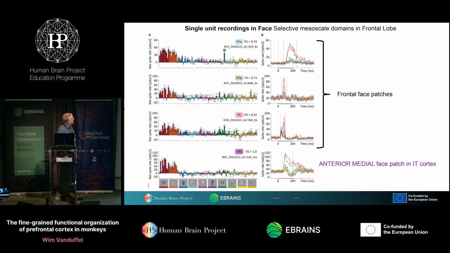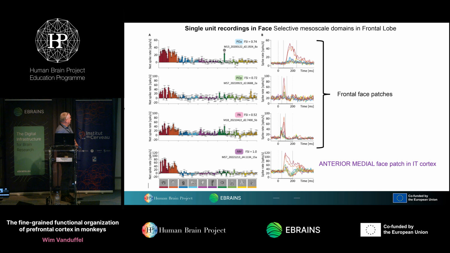And I just want to give you an example here. Four different patches, and actually also one in anterior infratemporal cortex as a comparison, because most people who have been doing these kinds of experiments have been recording in a string of face selective patches in infratemporal cortex, the anterior medial face patch to be more precise. And you see here the responses for different stimulus categories.